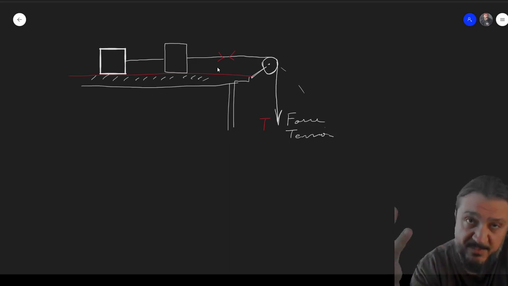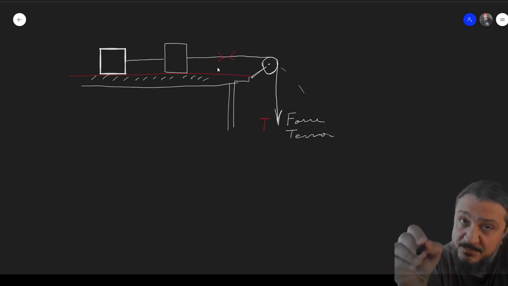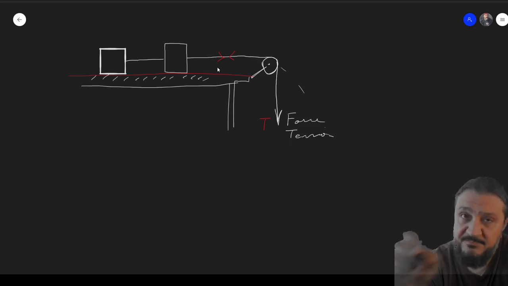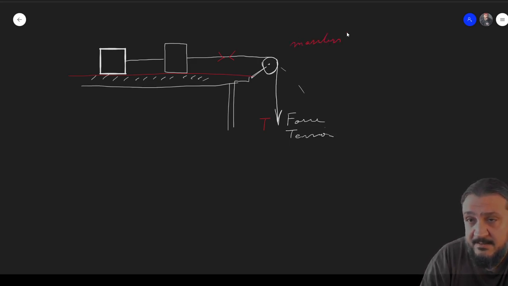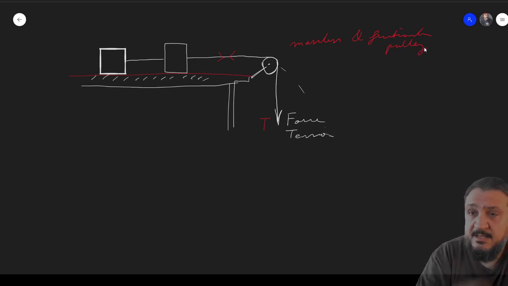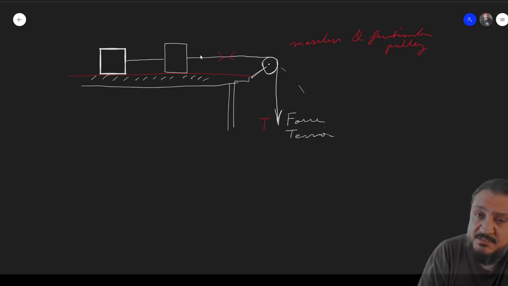That's actually a later topic when we do rotational dynamics. We have to include what's happening at the pulley in detail. But for today's purposes, let's ignore that, okay? Which means we're talking about a massless and frictionless pulley. If it is massless, we can assume that the tension on this part of the rope is equal to the tension on that part of the rope. So it's the same T.